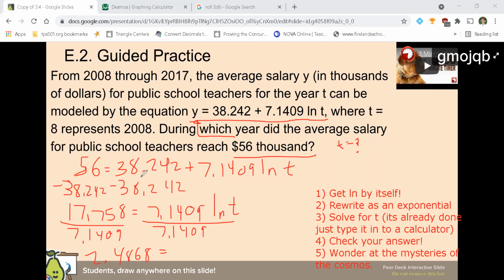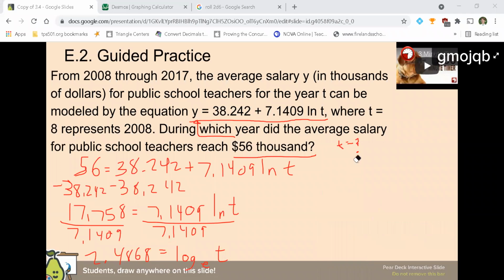Equals... now I'm not going to write the natural log of t, I'm going to write it as log base e of t, just to make the next point a little bit clearer. So once you have the log by itself, we are going to rewrite it as an exponential. What is the base of our exponent? e. So it'll be e to the 2.4868 equals t, which you just type into the calculator. t is 12.023.